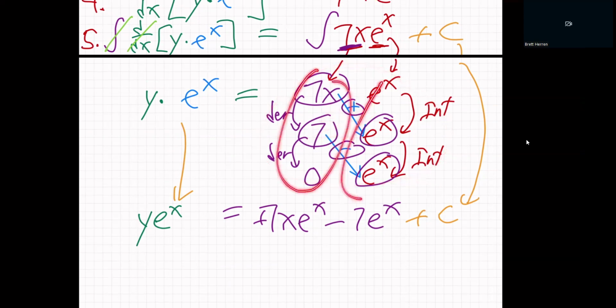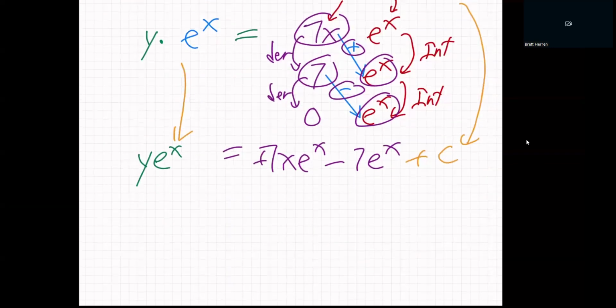You make a table. Again, what do you take? The first item, derivative, derivative till it's zero. Take the second item, integral, integral. Then diagonal lines, plus, minus, plus, minus. There we go. Anyway, so now we've got to get y alone.